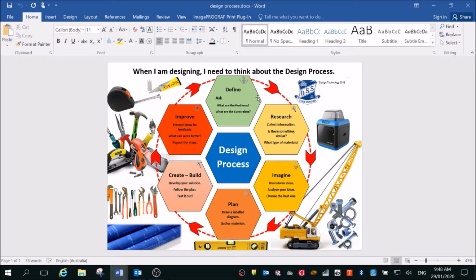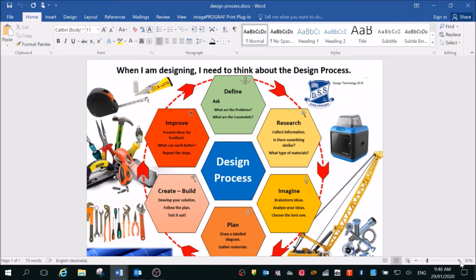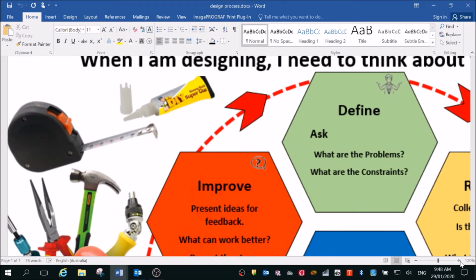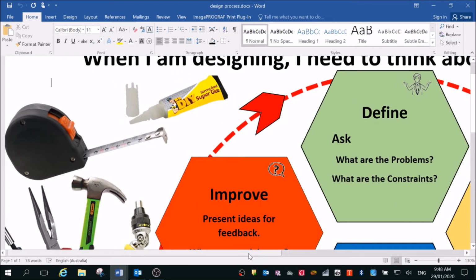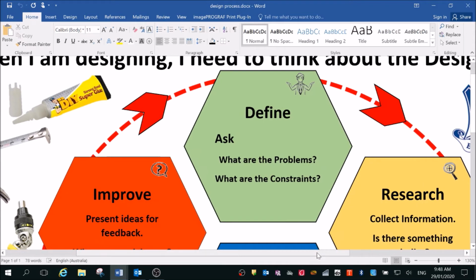So the first thing we have here that we need to start with is defining our problem. So what is the problem we have to solve, and what are our constraints? So the problem is we have to design a game. The constraints are that it has to use visual programming, it has to have decision making, repetition, a user interface, and be collaborative with protocols.